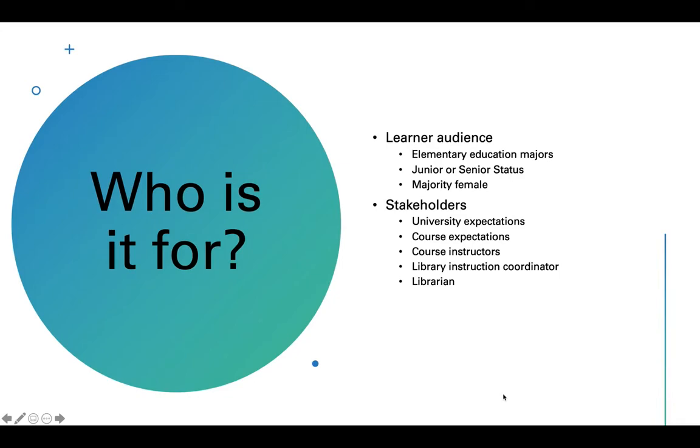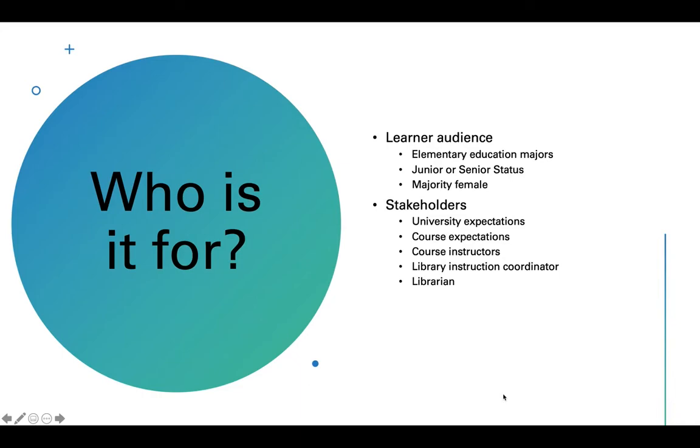Additionally, we also have a number of stakeholders. Of course, we have our university expectations, because this is a general education requirement. They have to meet a certain level of expectation in the course. And then we also have our course expectations that are universal for all of these advanced writing courses that are taught by the English department.